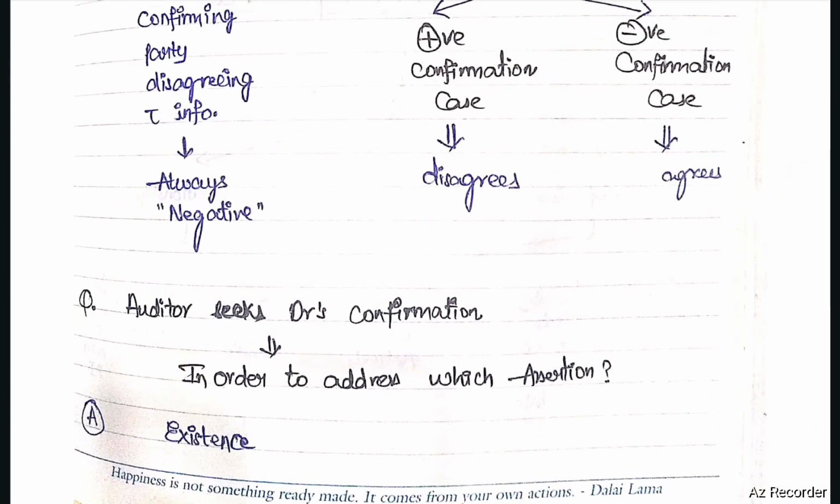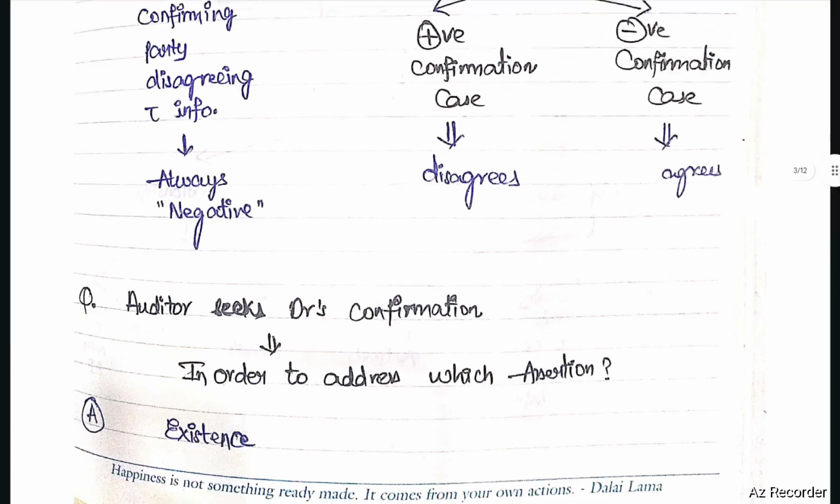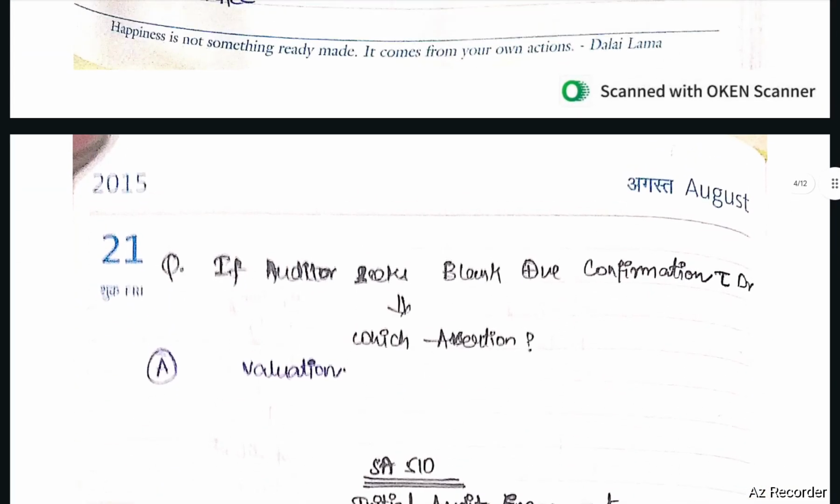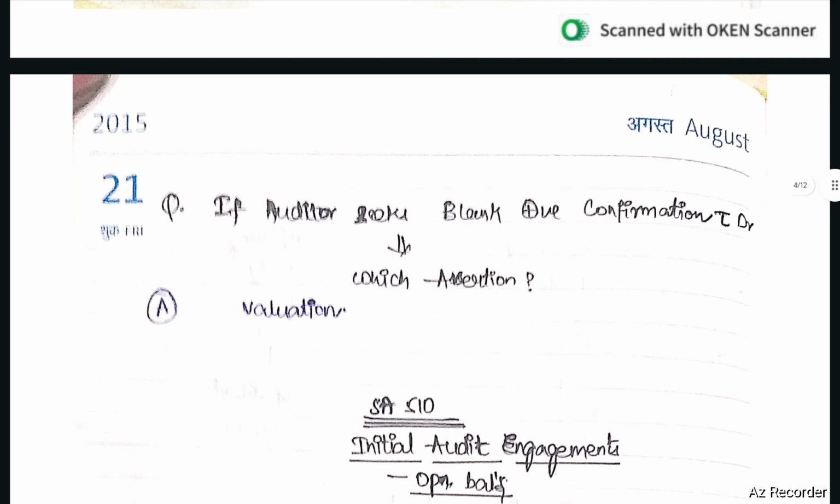Auditor seeks debtor's confirmation in order to address which assertion? Existence. The auditor needs to check existence. In such a case, he seeks debtor's confirmation. Next, if the auditor seeks blank positive confirmation with debtors, it affects which assertion? It is to check the valuation assertion.